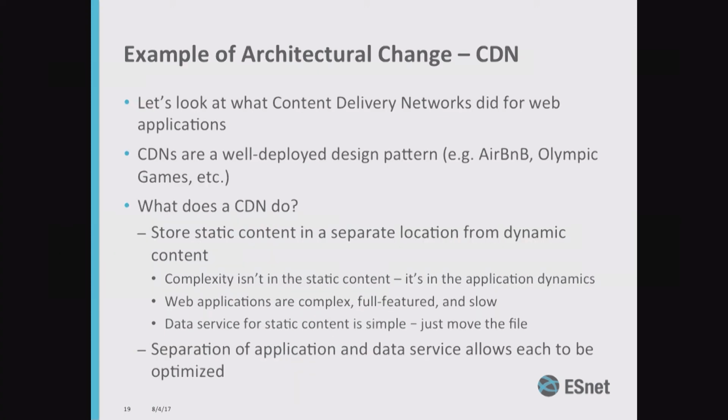So if we look at what other portions of the internet have done to change themselves architecturally, we can look at, as an example, what content delivery networks did for web applications, right? And I mean, in this case, simple web browsing. So this is a well-deployed design pattern. Examples include Airbnb, the Olympic Games, whatever. What does it do? It takes apart the notion of a web page and puts the static content in some place that's close in network terms to where your browser is. And it allows the web server, wherever the web server happens to be, to serve you the web page.